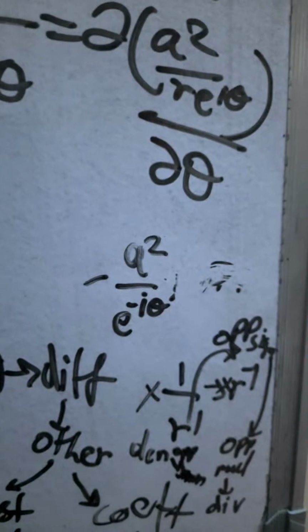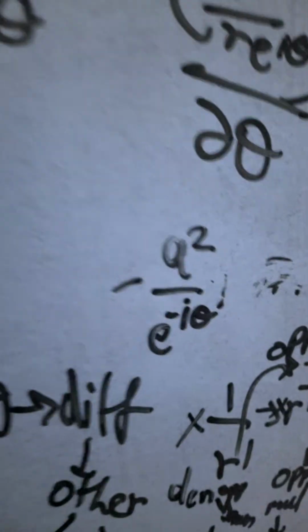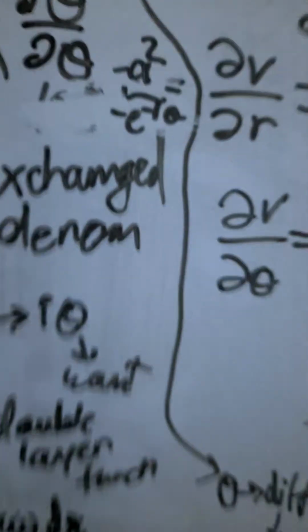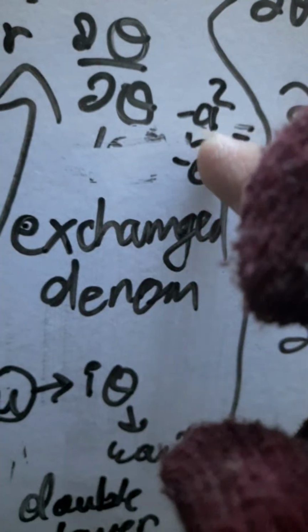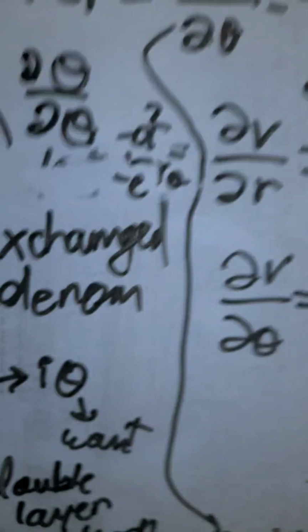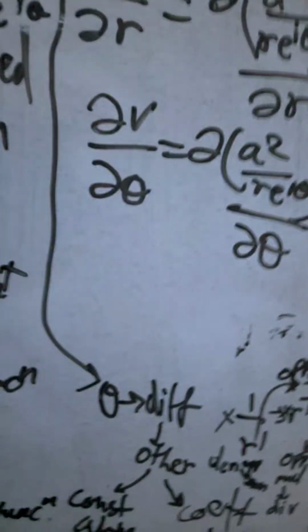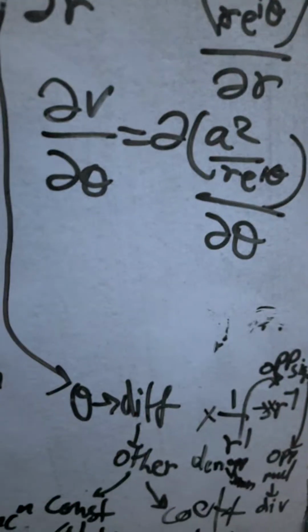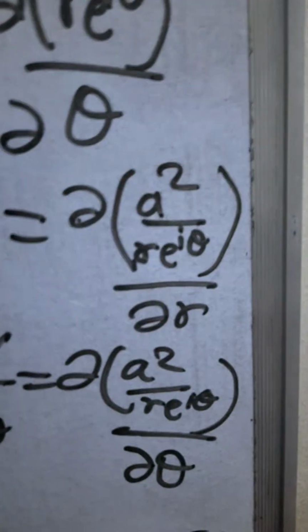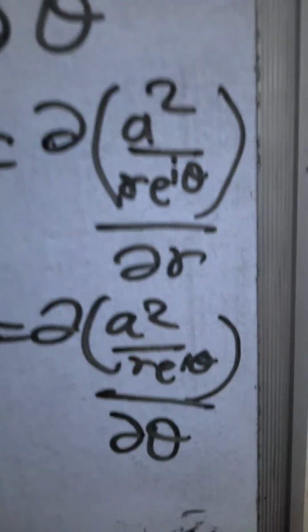When did e raised to minus i theta come up? I don't know. Did I do that here too? Oh my god, I don't know how. But yeah, now what would happen is here. Hmm, did I do something here? How did minus i theta come up? Nah, bro, no chance. I would have made a mistake.